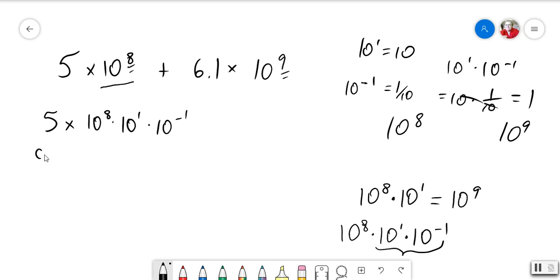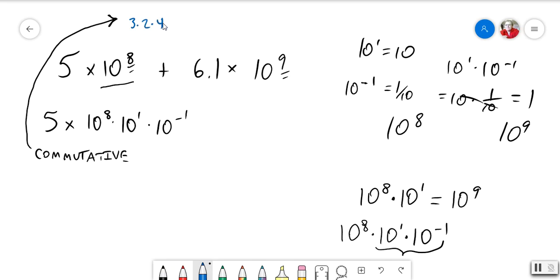Recall the commutative property. The commutative property says that when you're multiplying things together, the order does not matter. So just to give you an example up here, this example is not part of the problem. It's just to illustrate. I'm going to change color so you know it's not part of the problem. 3 times 2 times 4 is the same thing as 3 times 4 times 2, or 4 times 3 times 2, and so forth.